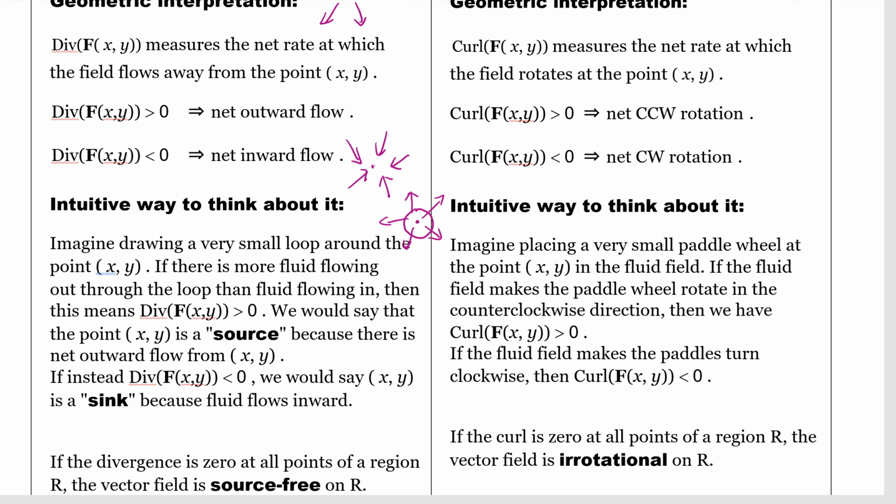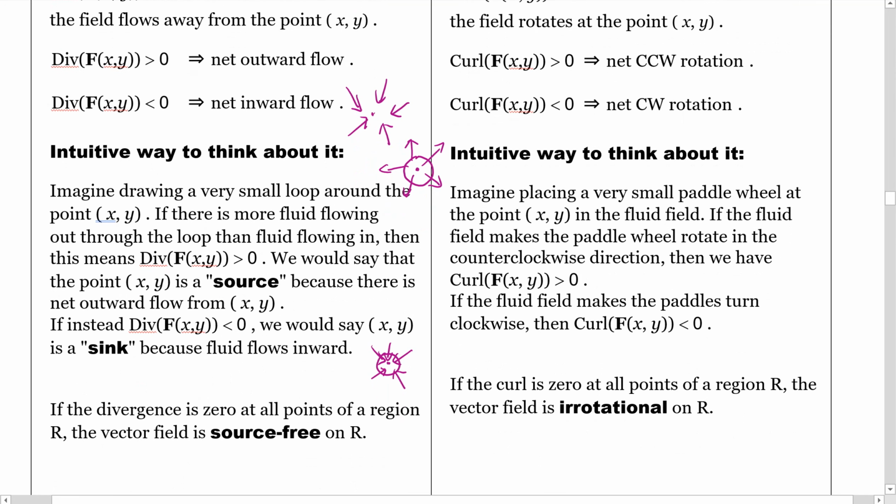If instead the divergence is negative, then we would say the point is a sink because the fluid flows inward, so it's a sink. Can you imagine it's like water flowing out from a point and flowing in? So if the divergence is 0 at all points of a region R, then the vector field is called source free on R. Source free means divergence of F is 0 at all points.